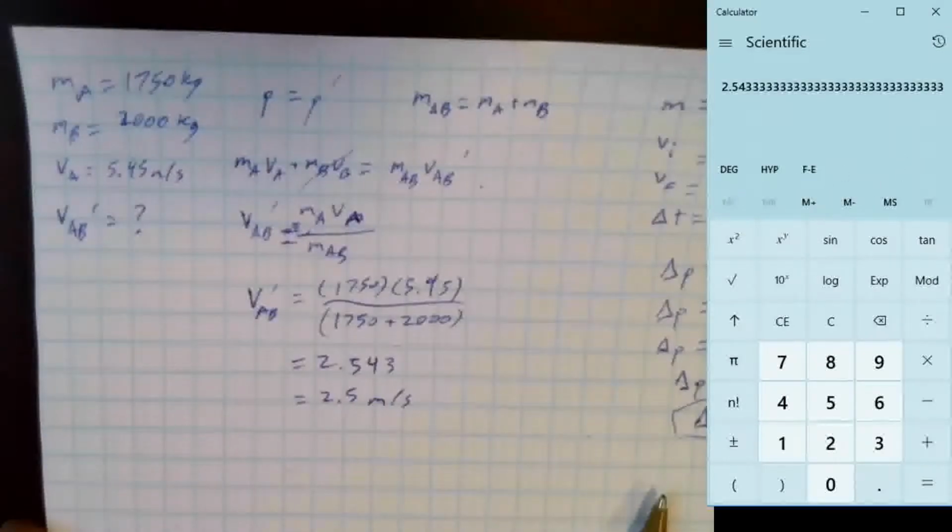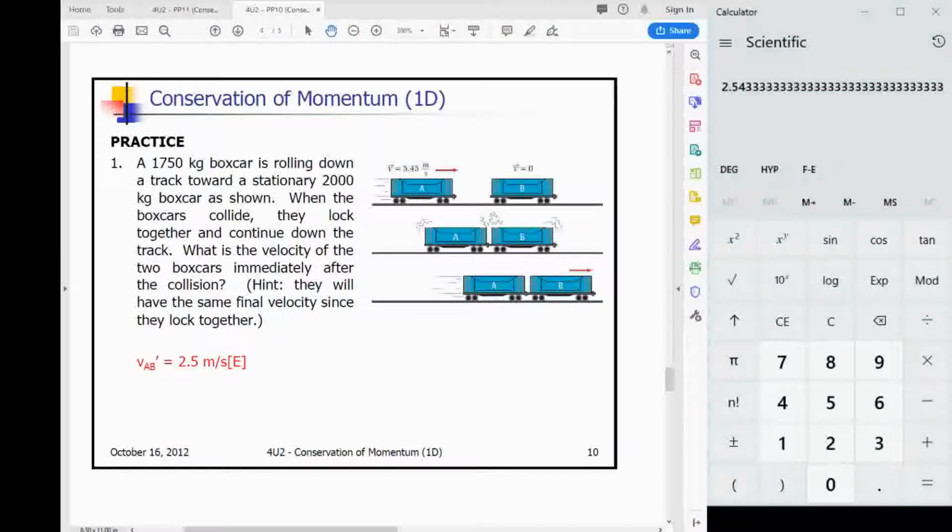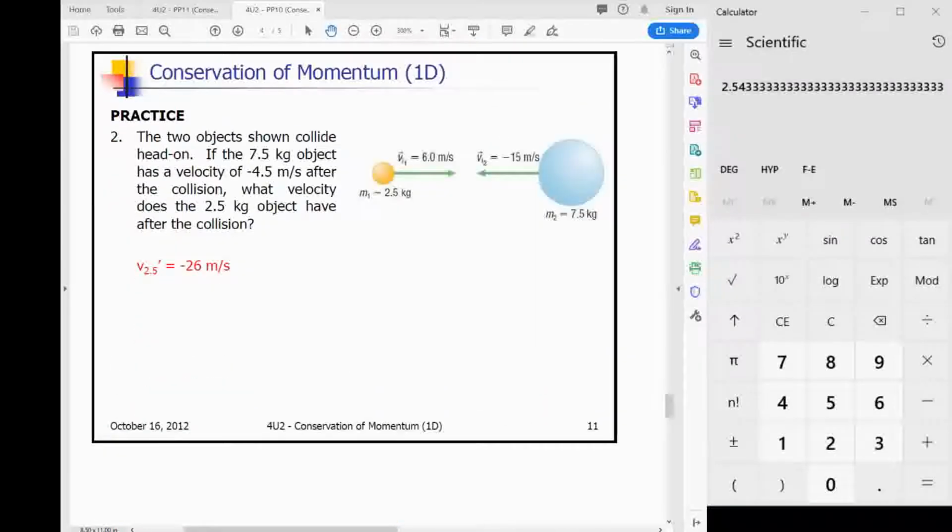All right, next question that we can look at involves a head-on collision with two objects that are moving. So in this case we have M1, that's 2.5 kilograms. We have M2, that is 7.5 kilograms. We have a V1, that is 6 meters per second. And we have a V2, that is negative 15 meters per second.